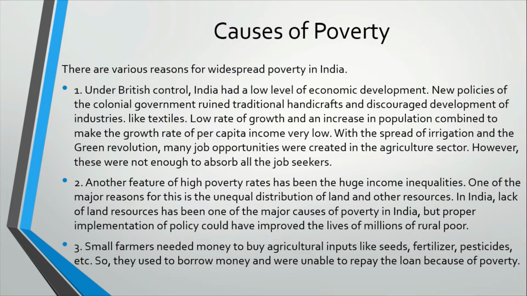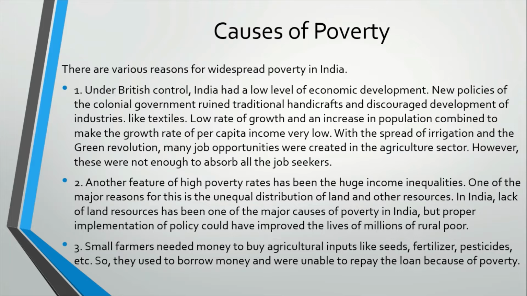With the spread of irrigation and the green revolution, many job opportunities were created in the agricultural sector. However, these were not enough to absorb all the job seekers. Another feature of high poverty rates has been the huge income inequalities. One of the major reasons for this is the unequal distribution of land and other resources.